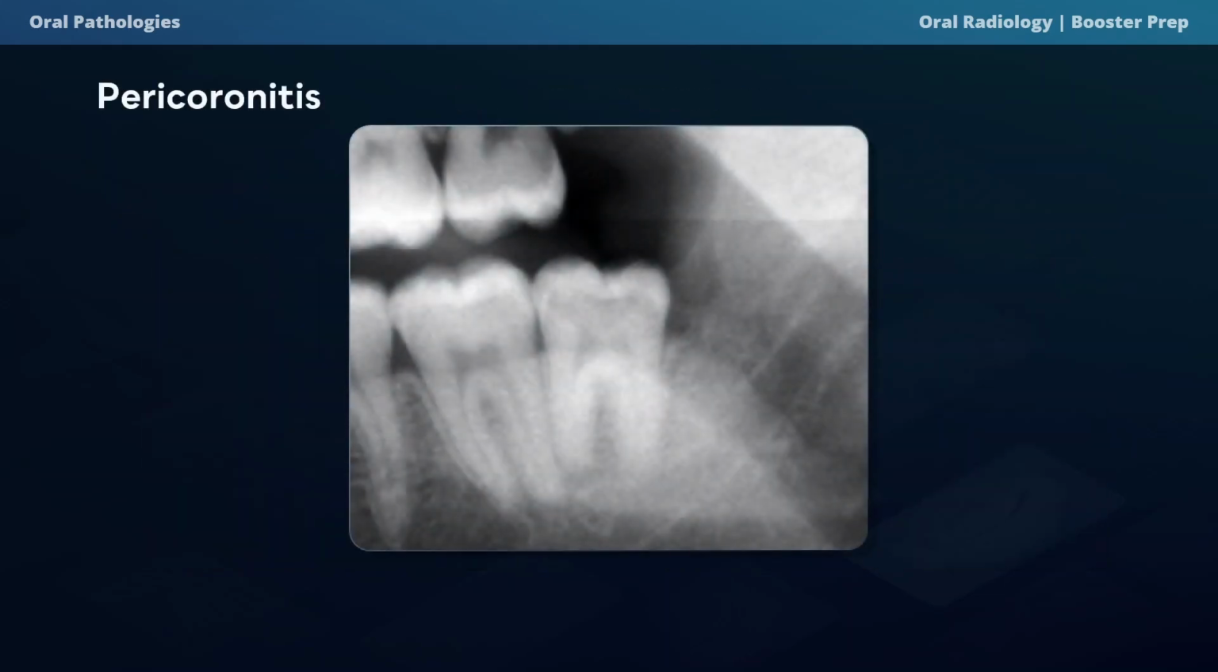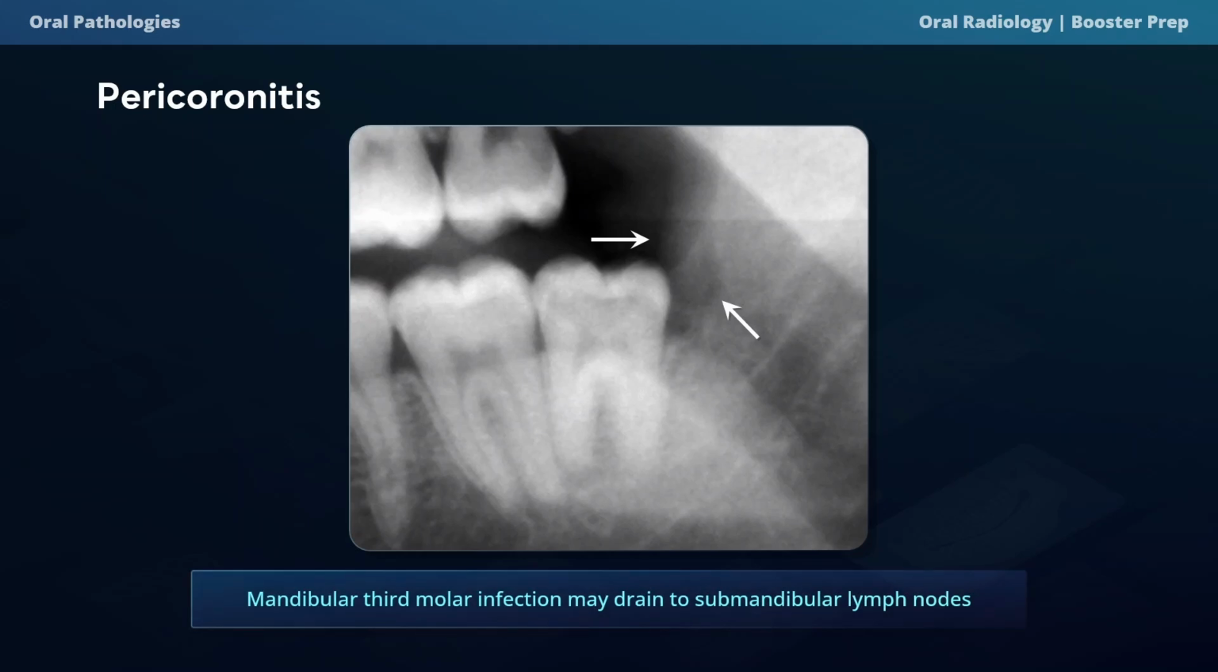Pericoronitis is the swelling and the infection of the gum tissue around the wisdom tooth, and it can also show up on an x-ray. And it's important to remember that infections in the mandibular third molar region can sometimes drain into the submandibular lymph nodes. I've had pericoronitis before, and it's not a fun experience.